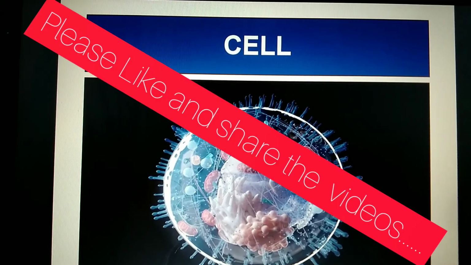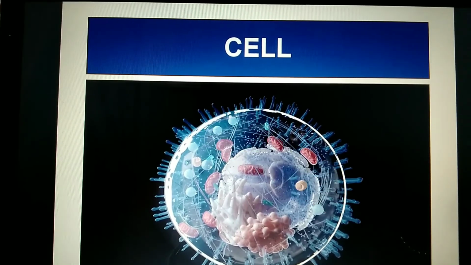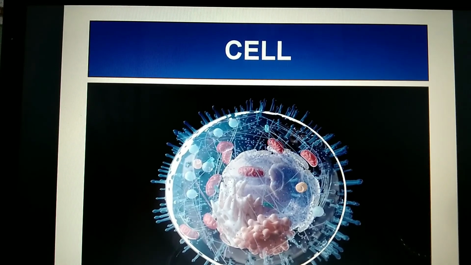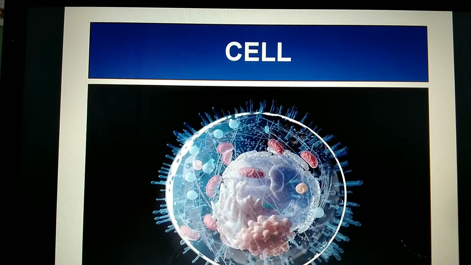With this division of meiosis and mitosis, we finish the chapter Cell, the fundamental unit of life.